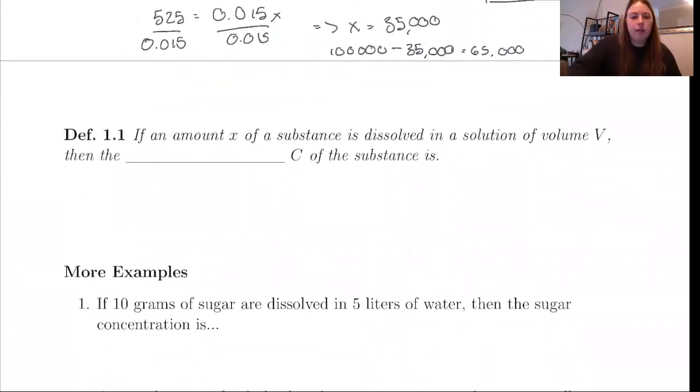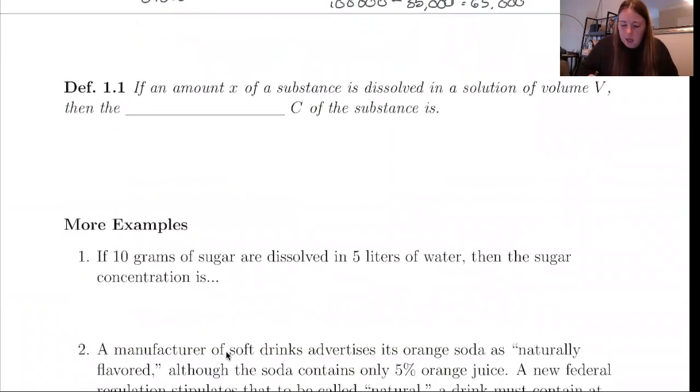Okay, oh, fun. I love this one. Okay, so this is a little background that I'm giving you. The book also talks about this. And if you've ever taken a chemistry class, you might know. But if an amount X of a substance is dissolved into a solution of volume V, then the concentration C of the substance is C equals X over V, right? So that would be the concentration, my amount of whatever I want to know the concentration of.